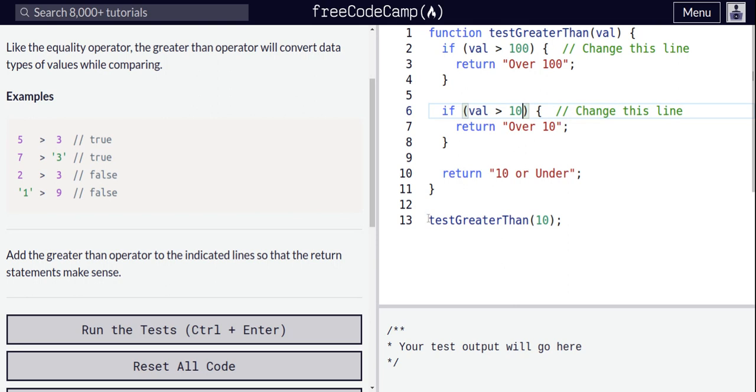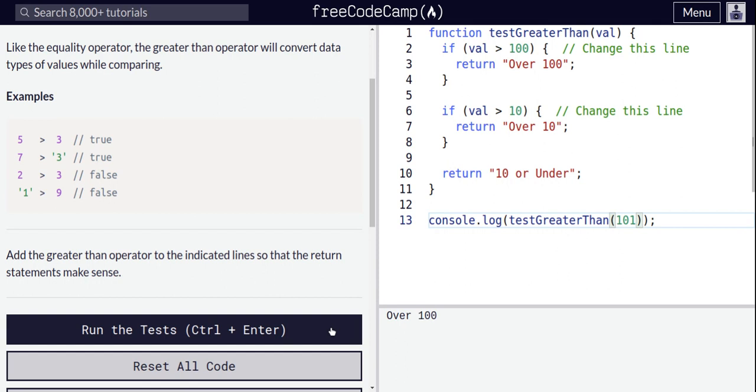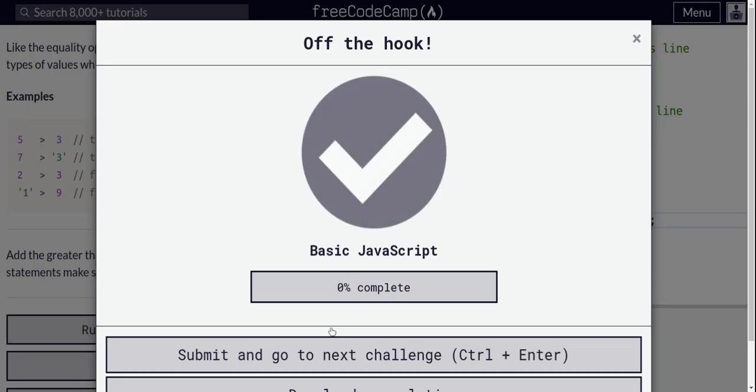Let's go ahead and test as usual. I want us to cultivate a character or habit of testing. No matter how sure you are, always test. So 10 or under. If we have something like 100, we have over 10. If you have something like 101, over 100. So let's run our test and this should work.